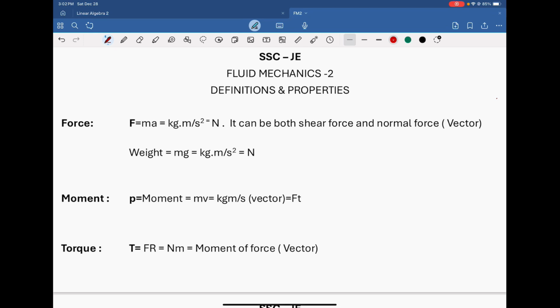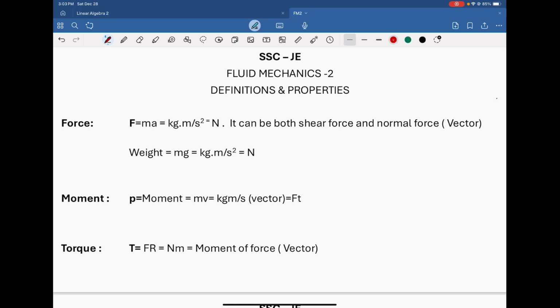Today I will be continuing the discussion on definitions and properties. It's lecture number 2 on fluid mechanics, for the benefit of SSC JE civil and mechanical aspirants, GATE examination aspirants, and also CSIR and UPSC examination aspirants.